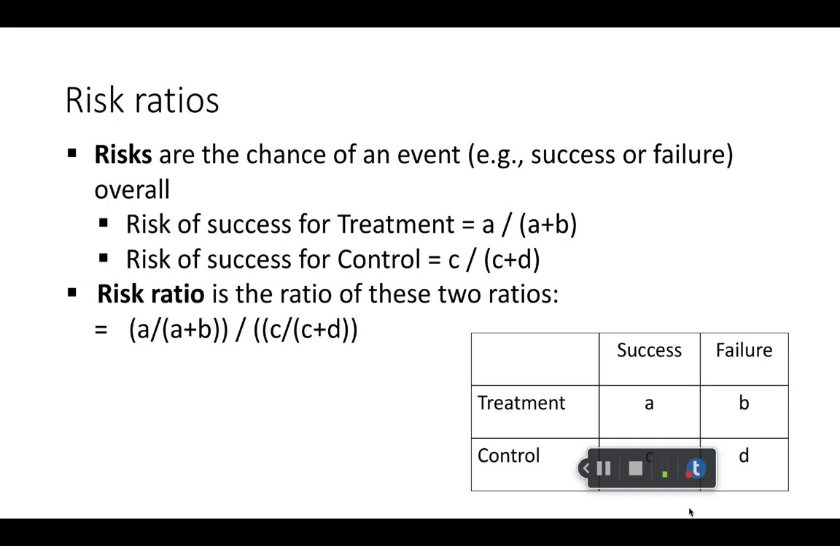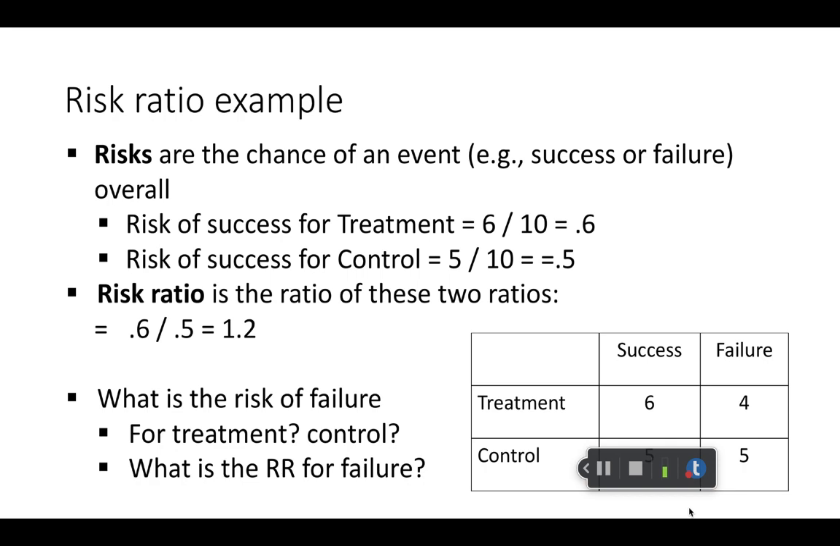The risk of success for the control group is C, the number of successes, divided by the number of total cases in that group, which is C plus D. And then the risk ratio is the ratio of these two ratios. Now that looks confusing, but actually it's a little easier to work with real numbers. So again, we'll plug in some real numbers, same numbers we had before.